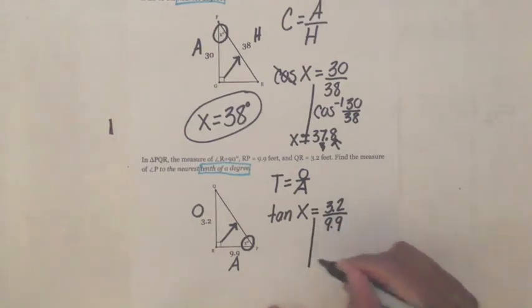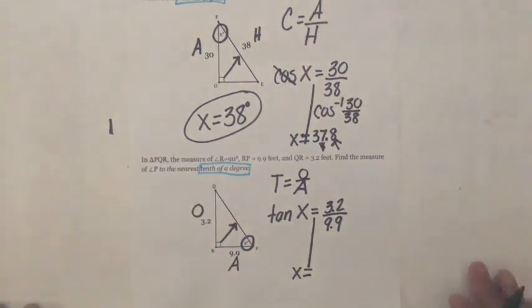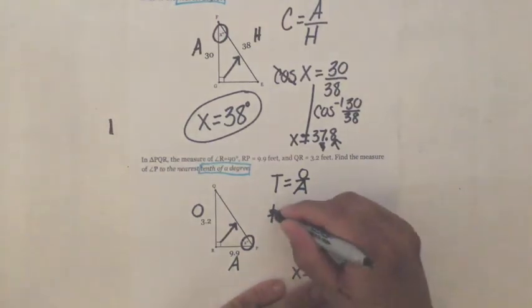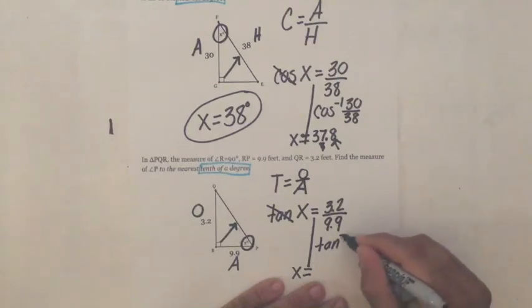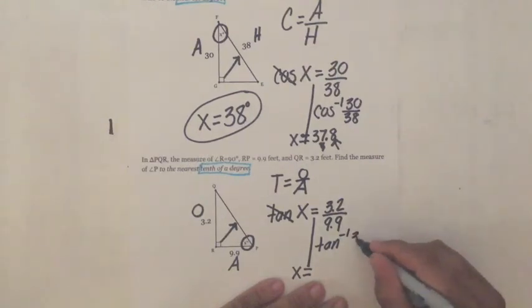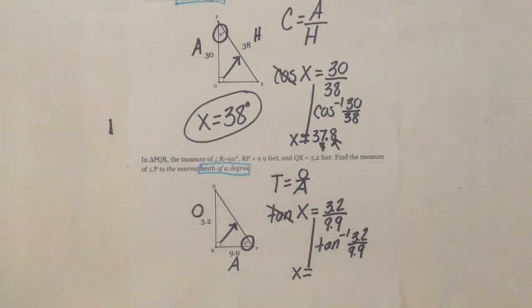So our goal is to get x by itself. So we are going to move only tangent, not x, tangent over, and it becomes tangent inverse. And we get of 3.2 over 9.9. So we take our calculator and we say tangent inverse of 3.2 divided by 9.9 is equal to 17.91.